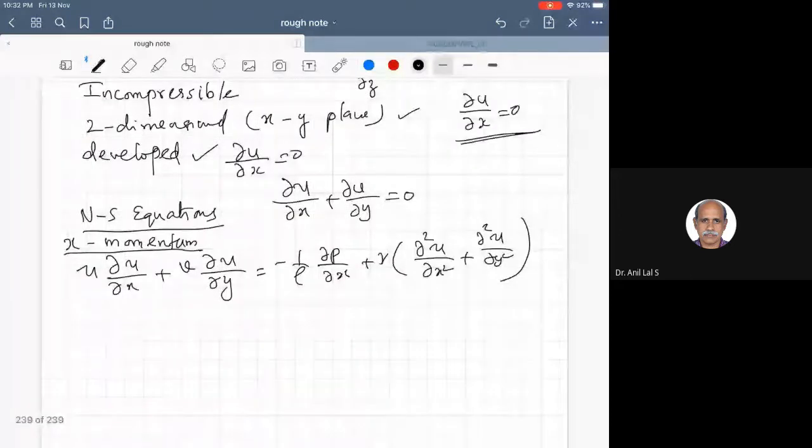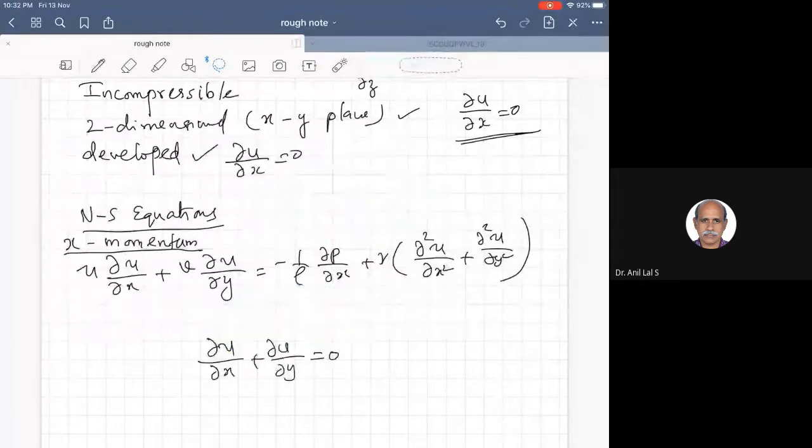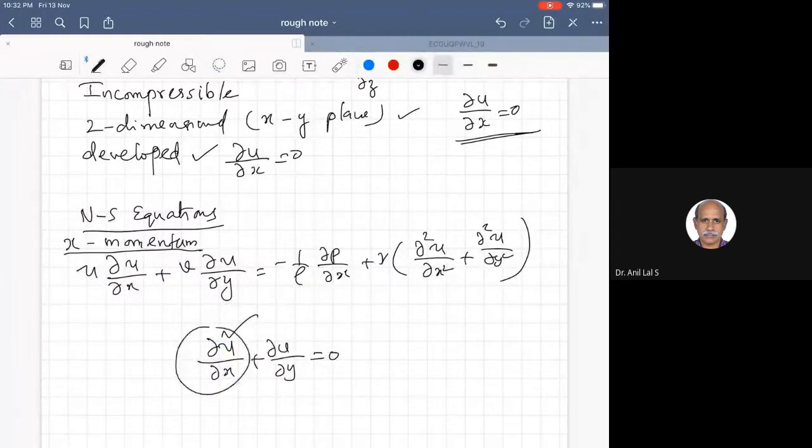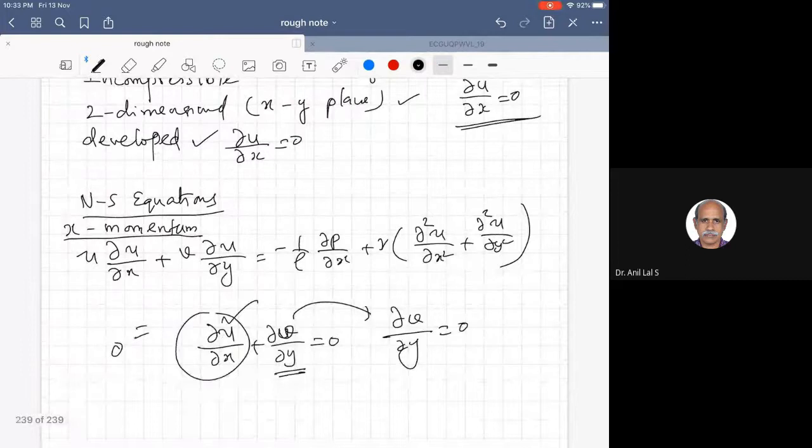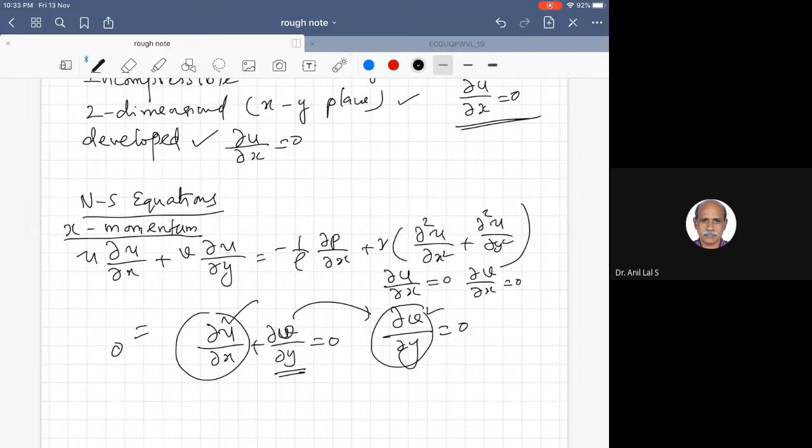Now we look at this particular equation, the continuity equation. In this, for developed condition, dou u by dou x is equal to 0. Then there is dou v by dou y. So to satisfy continuity, dou v by dou y has to be equal to 0. And already we talked that dou u by dou x is equal to 0, and dou v by dou x is also equal to 0 if at all there. So dou v by dou y equal to 0 and dou v by dou x equal to 0 means v is a constant.